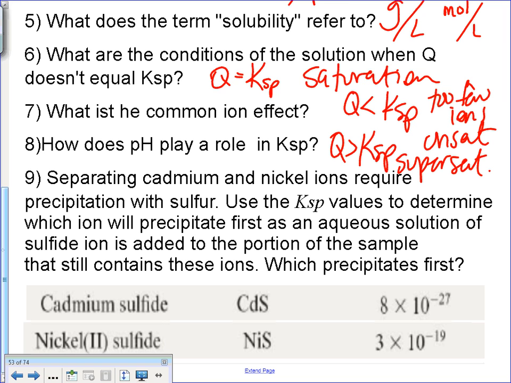Okay. So what is the common ion effect? Common ion effect? Anybody?